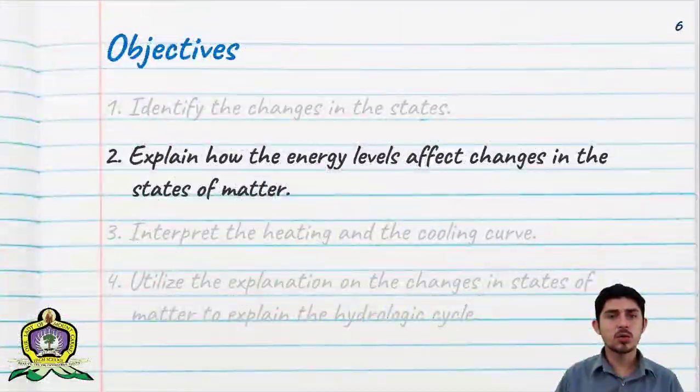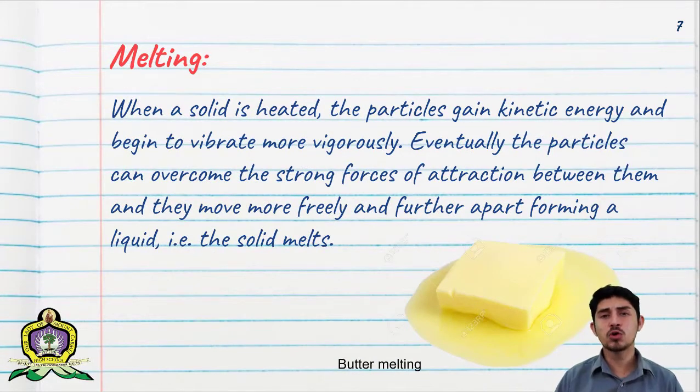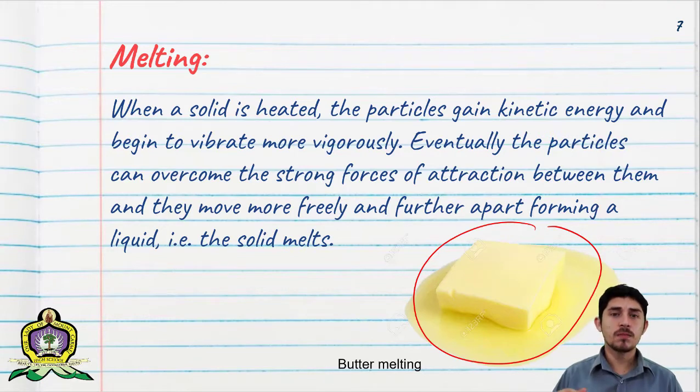So objective number 2 is to explain how energy affects changes in the states of matter. Let us have a look very closely at the first change in state of matter. This is known as melting, and it is the change of a solid into a liquid. In my picture, I have butter. And butter, if you know from experience in the kitchen, once you add it to the frying pan and the frying pan is hot, will start to melt.